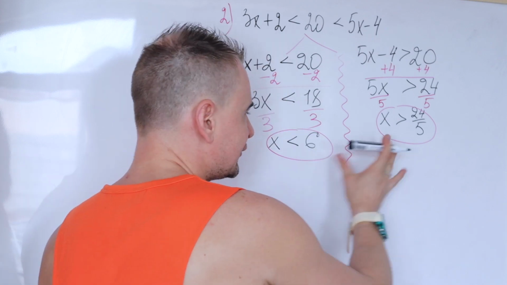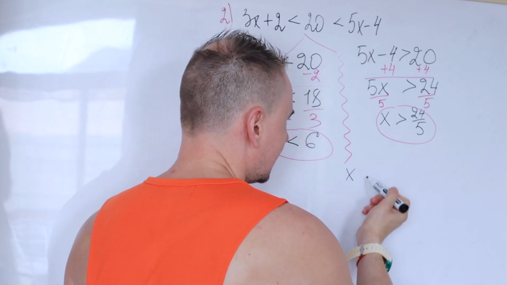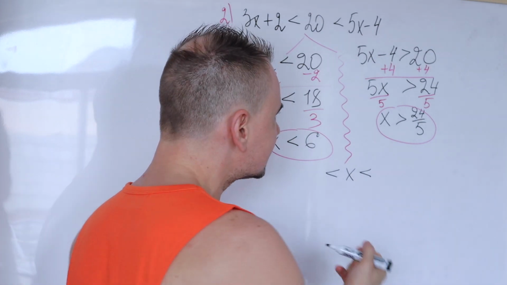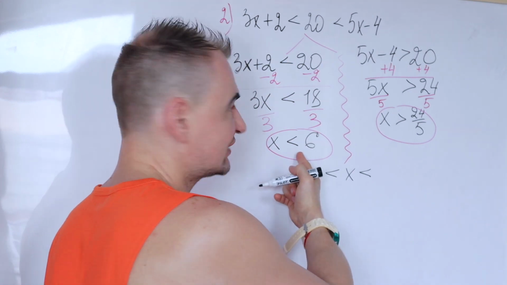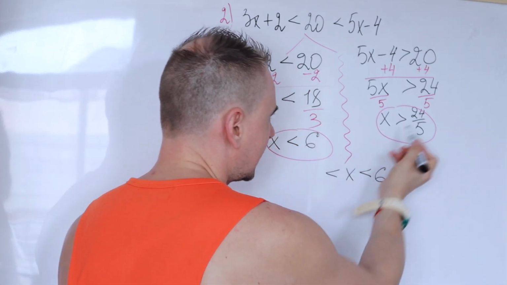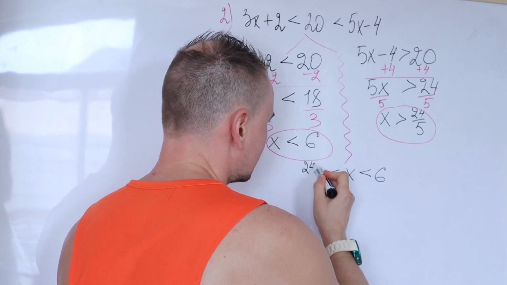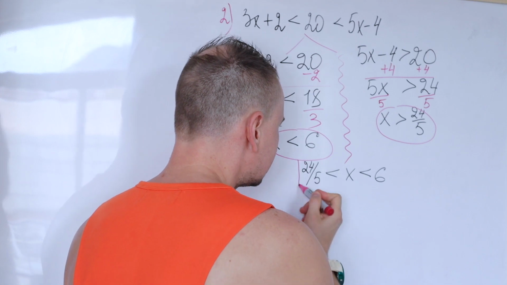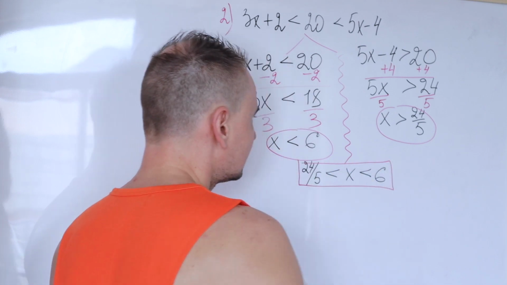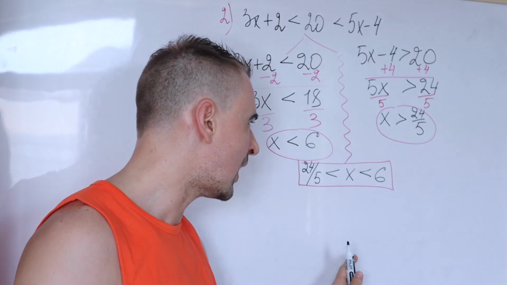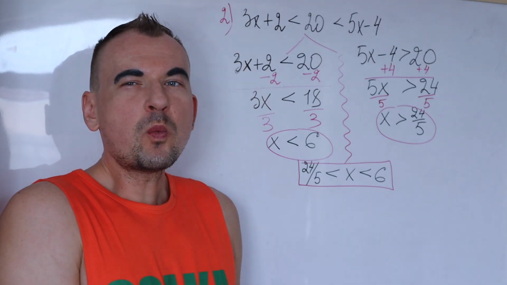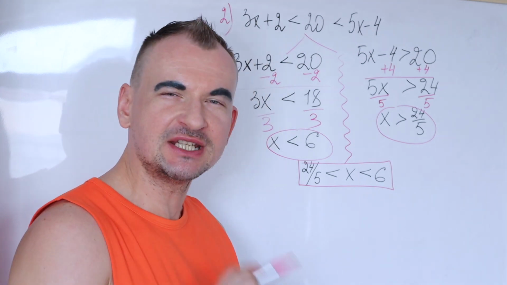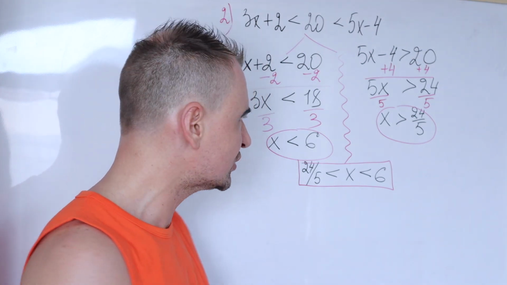And we could basically join these two solutions and write your answer within this double inequality. So your x is less than 6 and greater than 24 over 5. So this is your final solution for that one. Well, we're done technically, but at this point I would suggest you do a little bit of a check, if you wish.